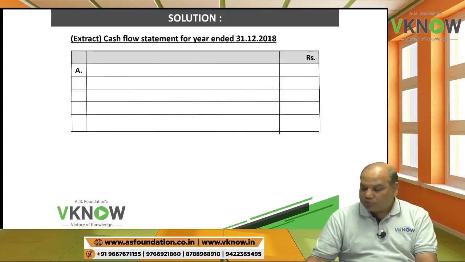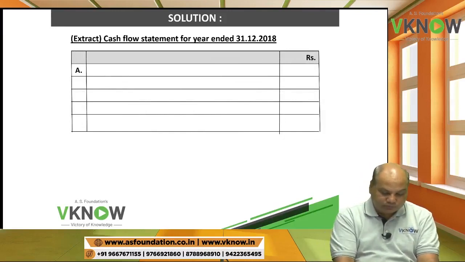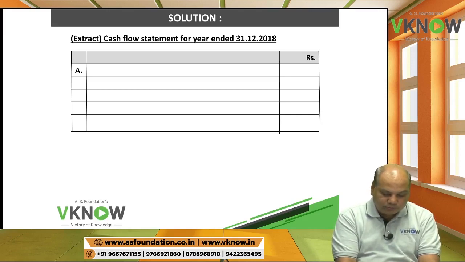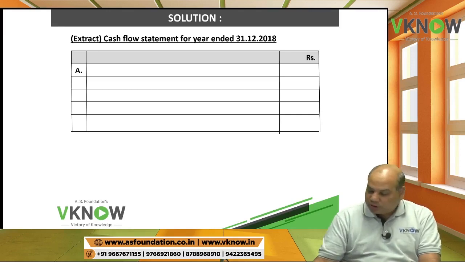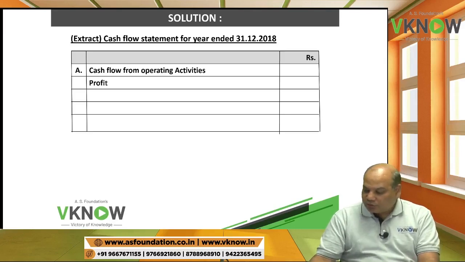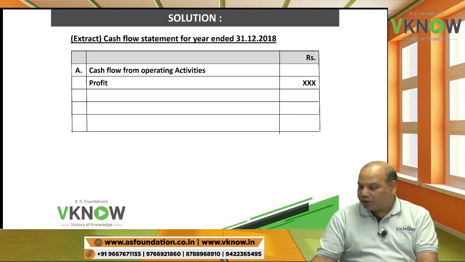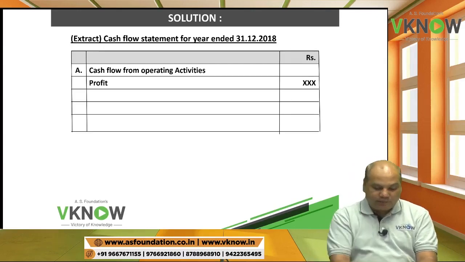Now we'll write down the extract of the cash flow statement. On the right hand side, rupees. Cash flow statement, operating activity.